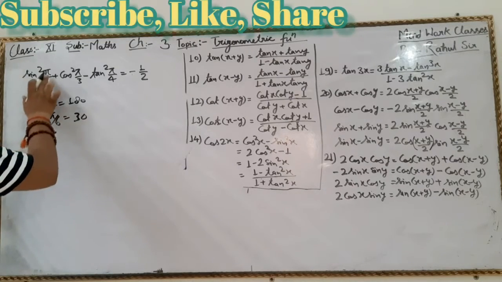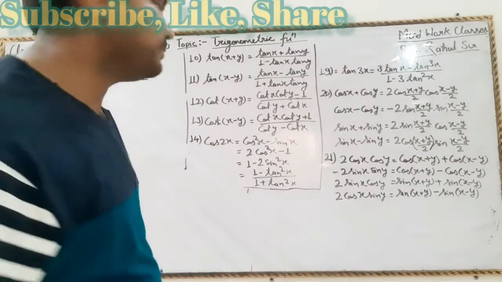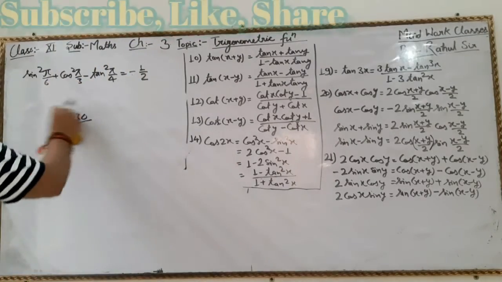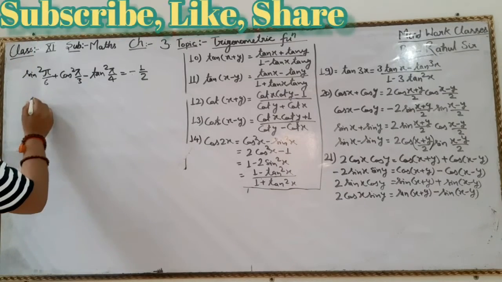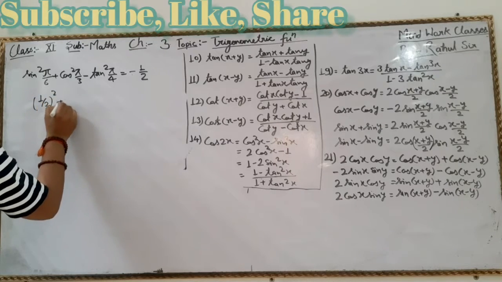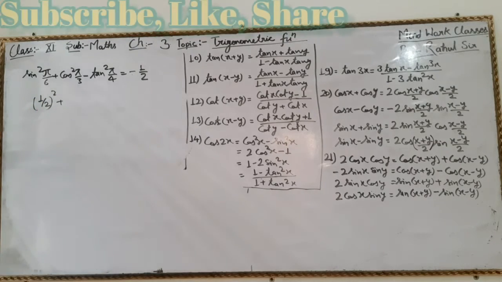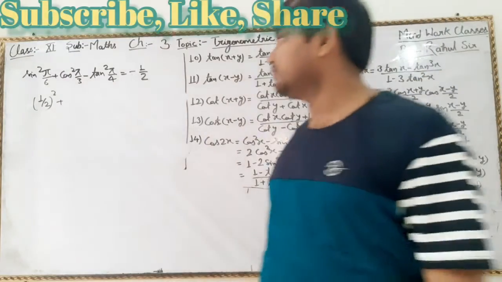That means sin pi by 6 is equal to sin 30 degrees. So we have to put the value of sin 30 degrees. What is the value of sin 30? Sin 30 value is half. So (1/2) square plus cos pi by 3. What is the value of cos pi by 3? Cos pi by 3 value is 1 by 2.